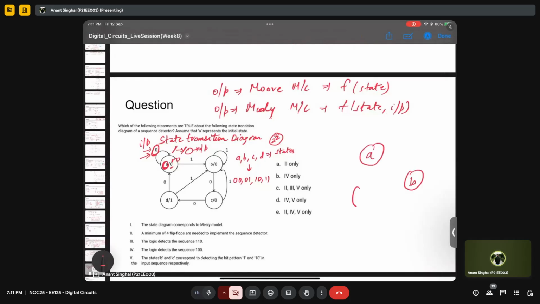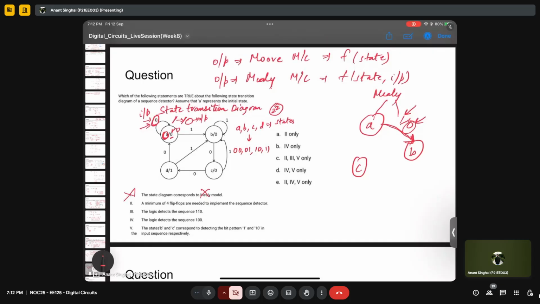Let's say it is something like A, B, C, and the label is something like 1 by 0. So now we can say the transition from state A to state B, when the input is 1, the output is 0. So here the output is a function of both the state as well as the input. So this is a Mealy machine. Is this basic difference clear to everyone? Okay. So we can clearly establish that this is not a Mealy but a Moore machine. So the first option cannot be correct.